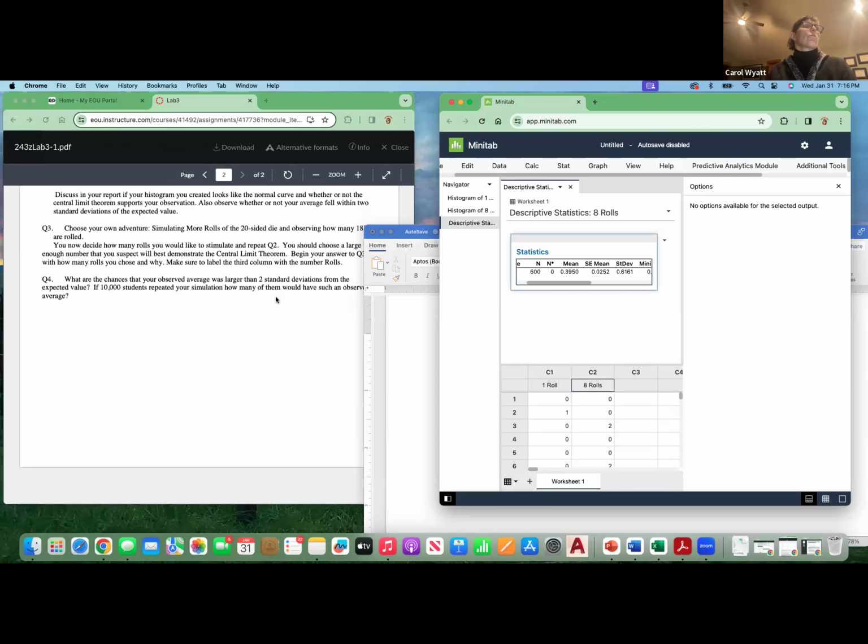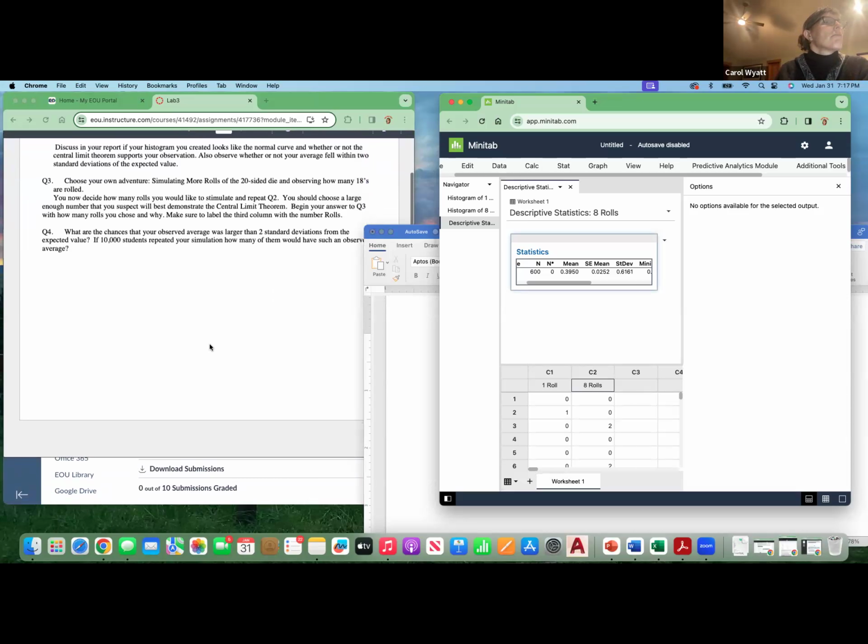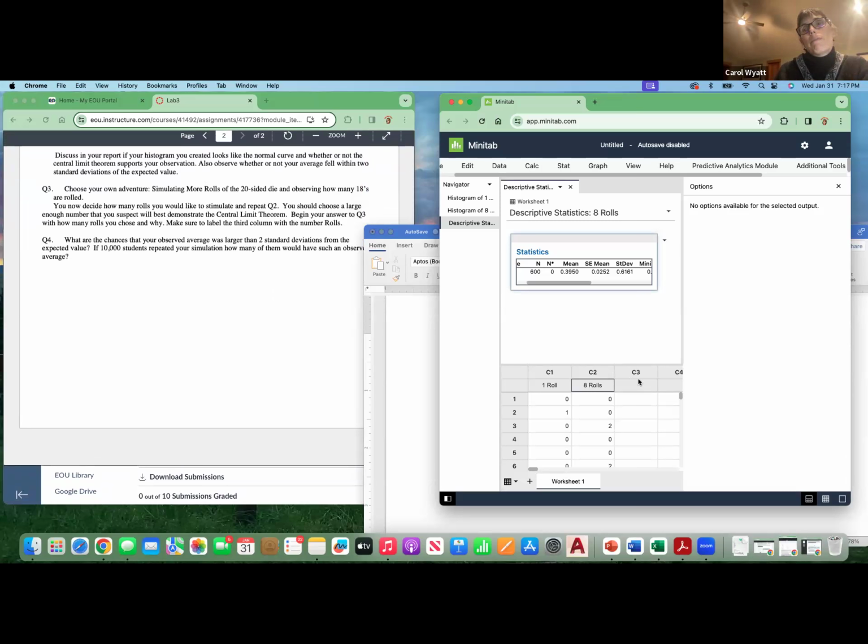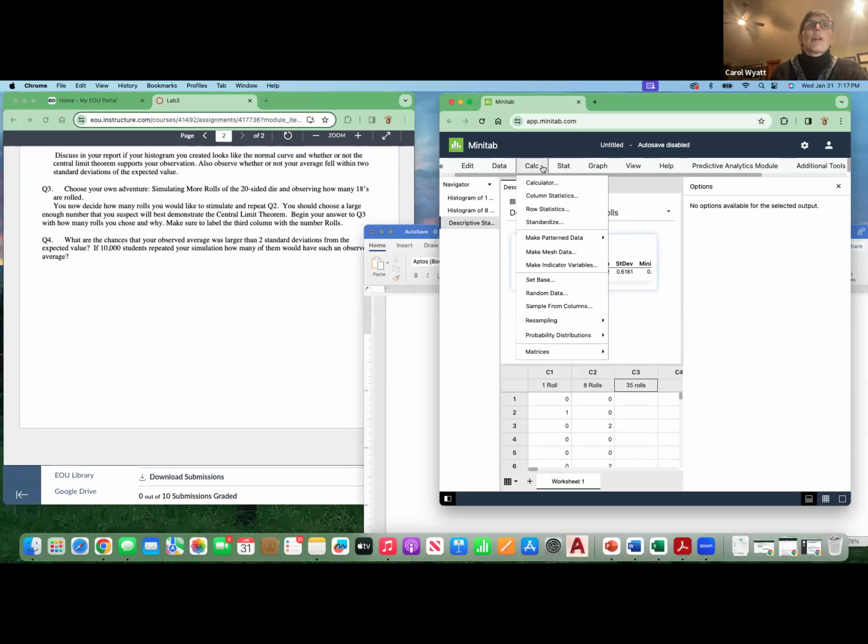Right now, this is a choose your own adventure. So you're going to simulate more rolls. You can decide how many rolls you would like to simulate. Just because I really like the central limit theorem, I'm going to do 35 rolls, so bigger than 30. So let's take a look at what that looks like. I'm going to do everything the same that I just did. You don't have to do 35 rolls. You can do as many rolls as you want. But you are going to copy your graph in there, and you're going to tell me how many rolls you put in there.